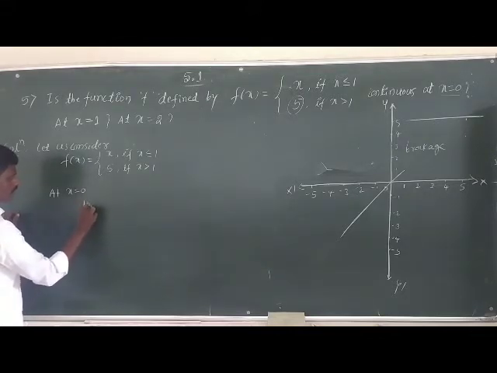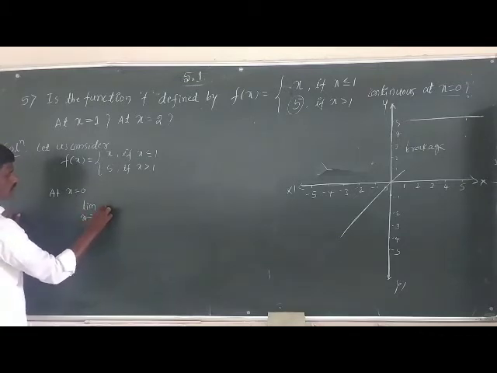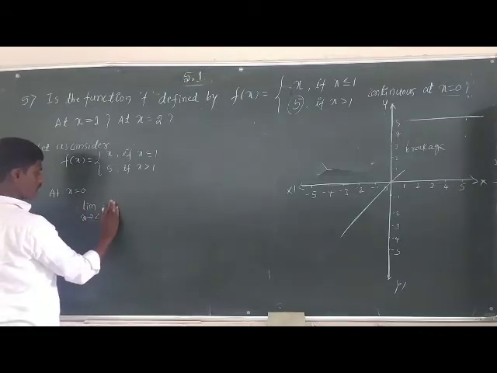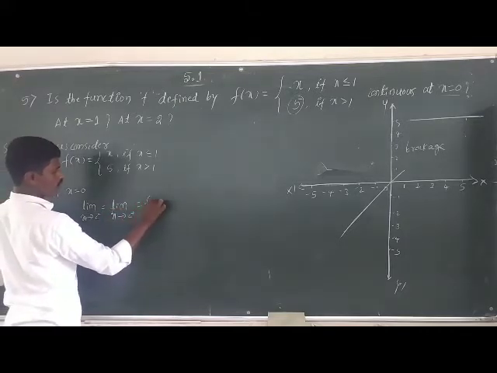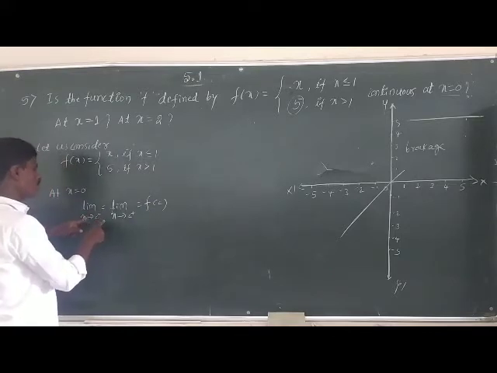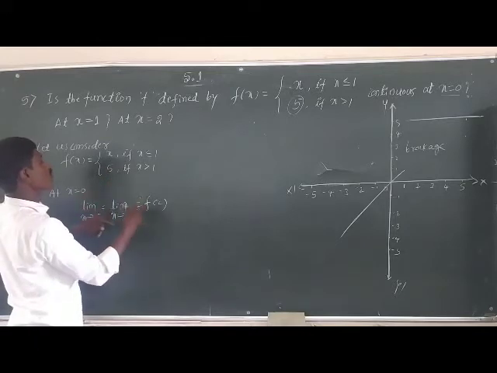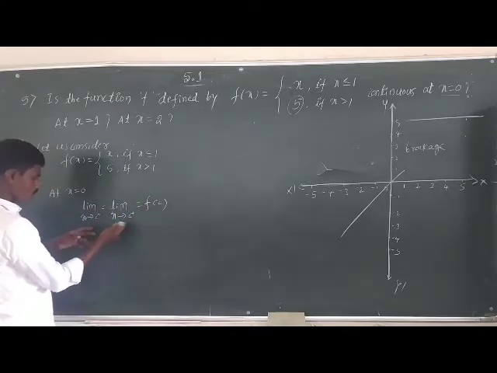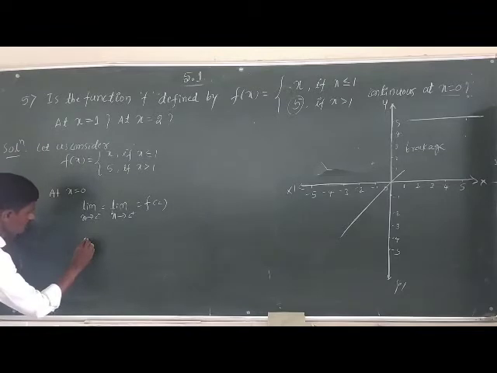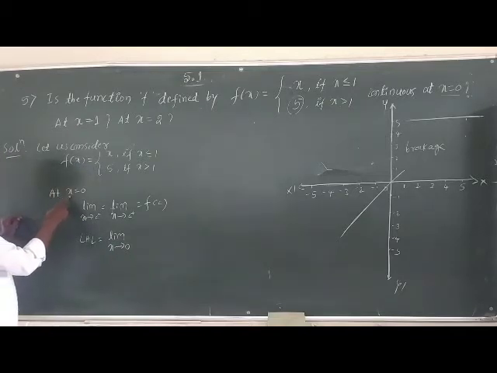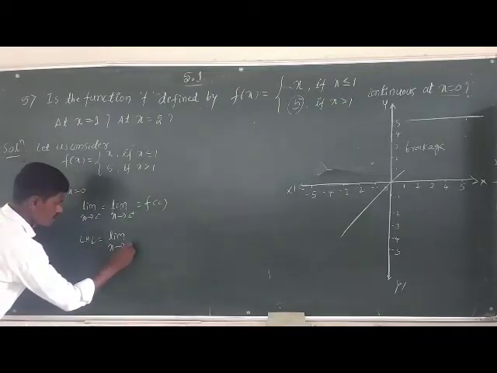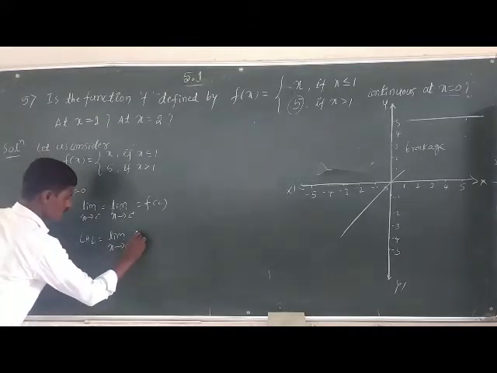We know the formula: the limit of f of x as x tends to c minus equals the limit as x tends to c plus, equals f of c. I already told you we use this formula when the function is in pieces, meaning more than one function. So first, LHL is the limit as x tends to 0 minus, because we are checking the continuity of the function at x equals 0. This is the left hand limit of f of x.